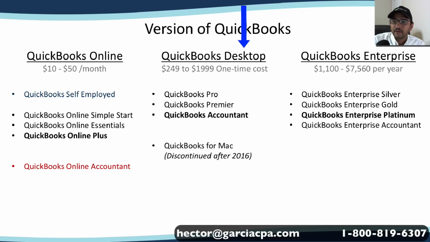And then on the 3rd column is QuickBooks Enterprise. This is the version of QuickBooks that was designed for the larger companies. I'm going to get into specifically what that means a little bit later on. But the pricing of this is actually annual. It starts around the low thousands all the way to almost $8,000, depending on how many users you need. And this is an annual cost. Now you're going to see 4 flavors of QuickBooks Enterprise: QuickBooks Silver, Gold, Platinum, and Accountant. I'm going to explain all these in detail in the next couple slides.